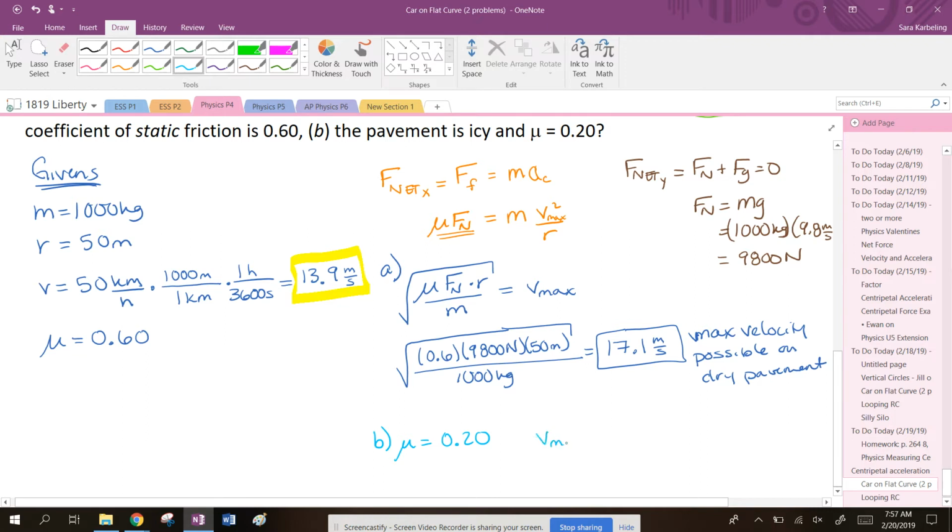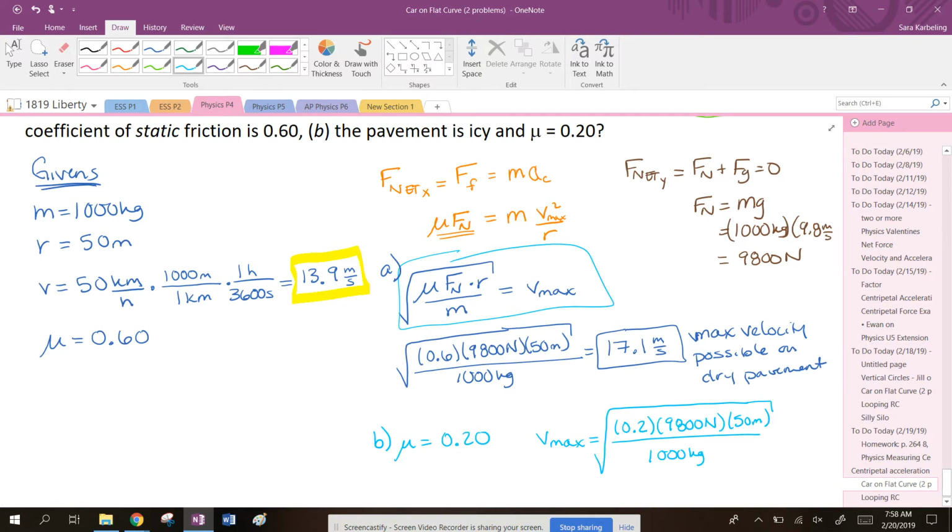So here we go. Vmax is equal to the square root. It's the same expression. I'm just going to plug in my numbers. So I've got 0.2 times 9,800 times 50 meters divided by 1,000 kilograms. It's the same problem, just a different coefficient of friction. I'm just going to plug it all in one more time: 0.2 times 9,800 times 50 divided by 1,000.